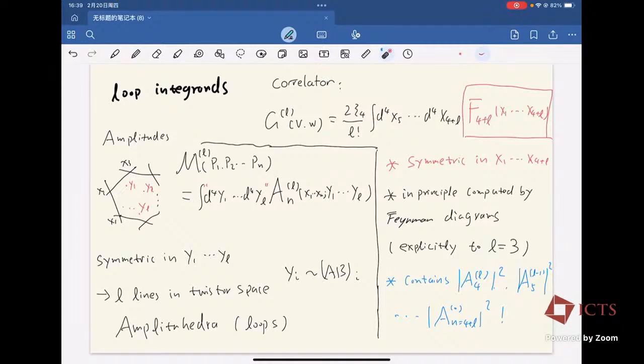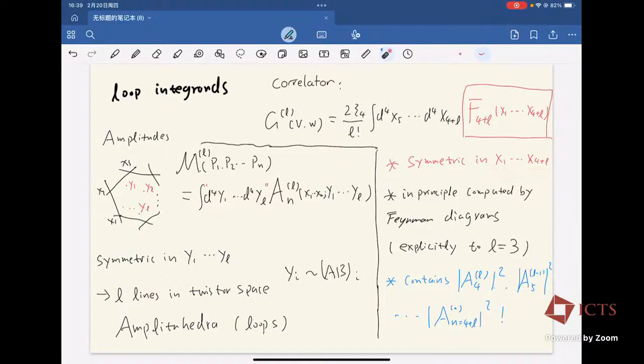Now for the correlator, it's even better. The four-point correlator can be written, up to an overall prefactor, as an integration over L internal points that I call x_5 through x_{4+L}. And then this integrand can be made totally symmetric in all these 4+L points.